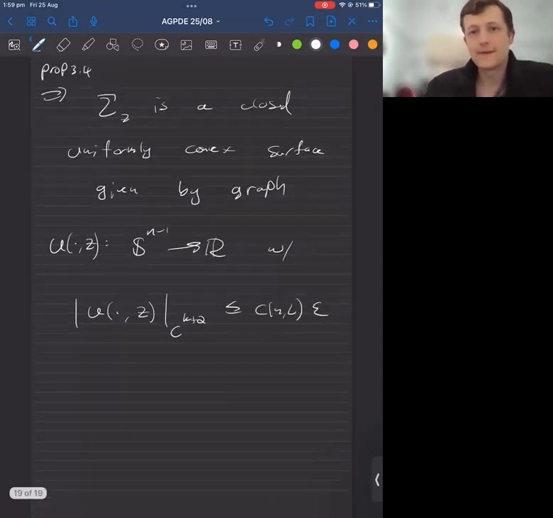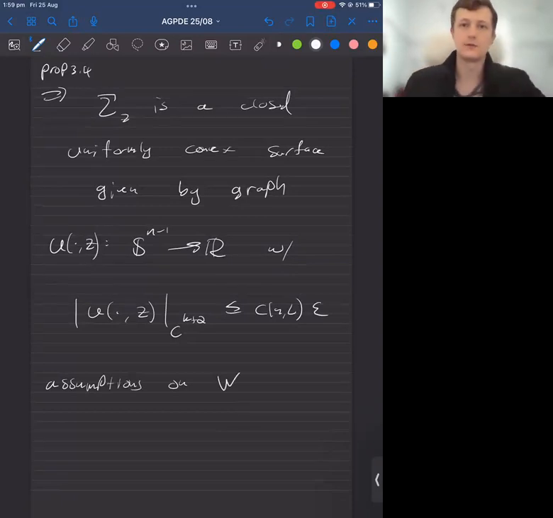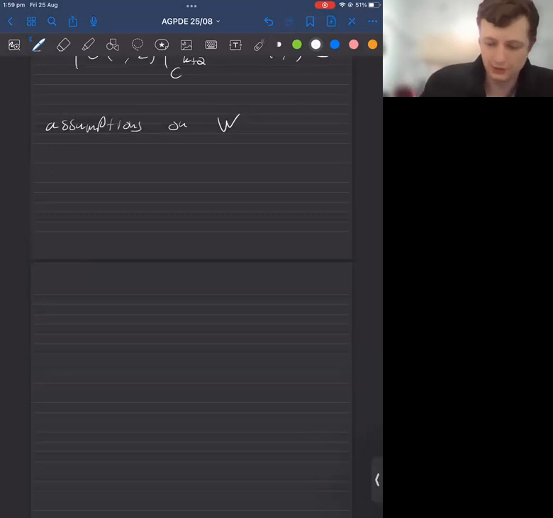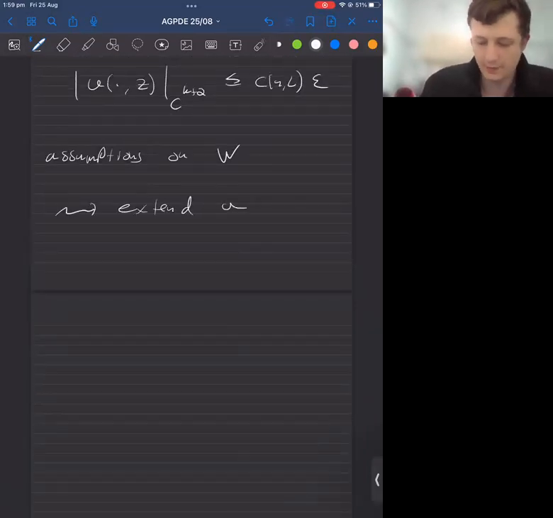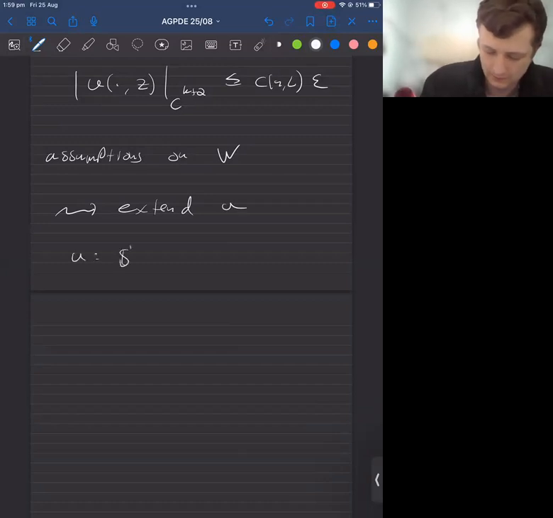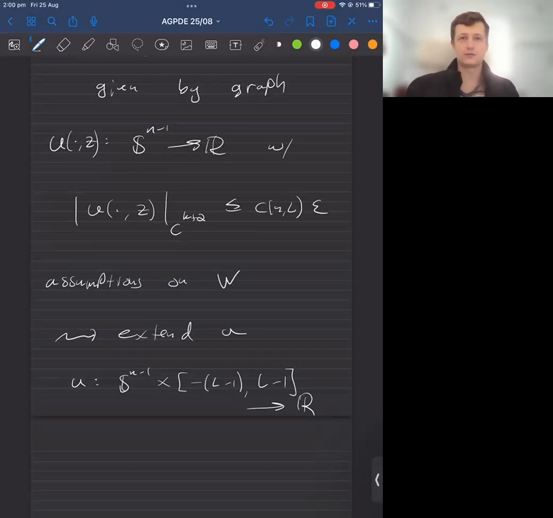Okay, and then again, you use the assumptions on W, right? So the fact that the C^k norm of W is so nice. This lets you extend U to a map over the cylinder. And that roughly gets you home, right?